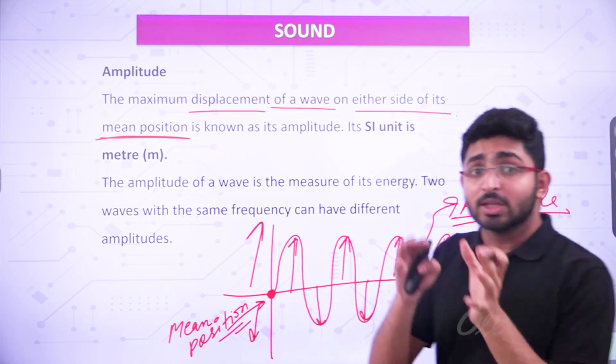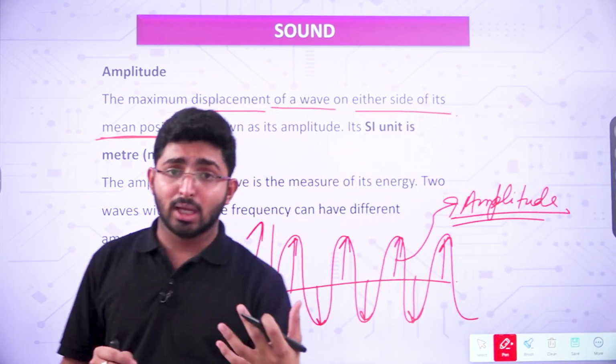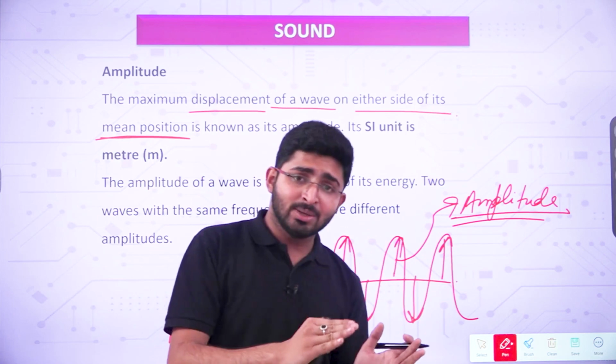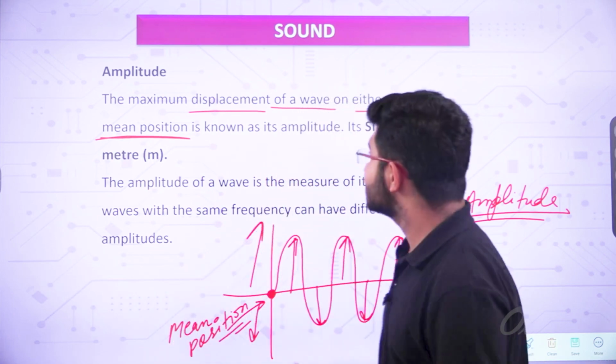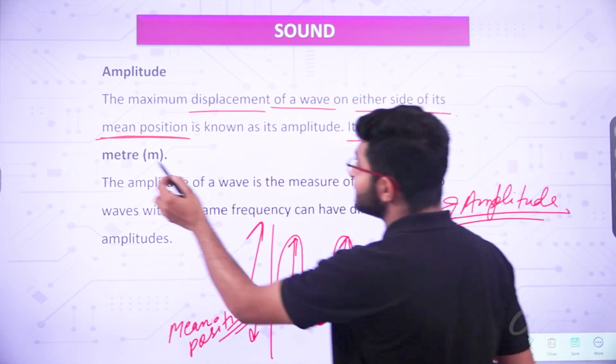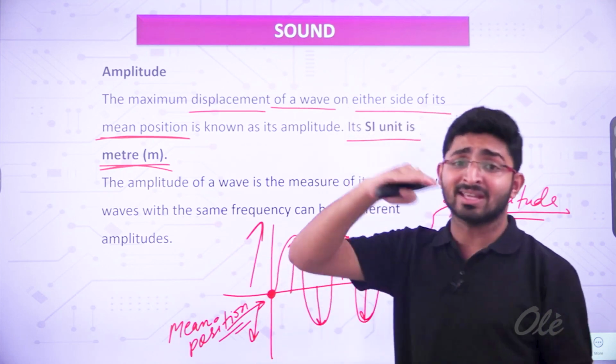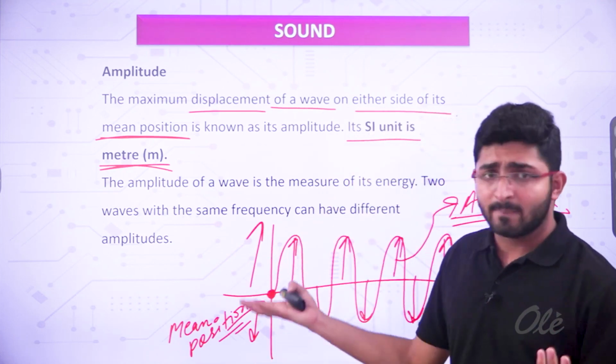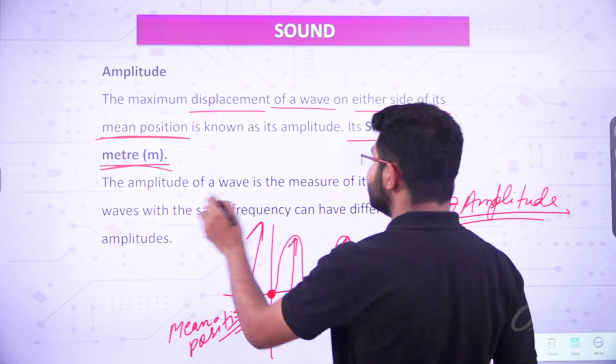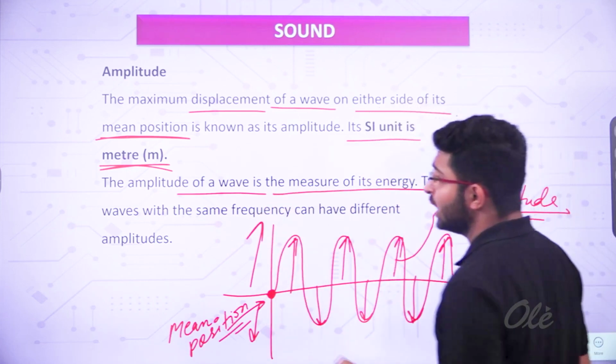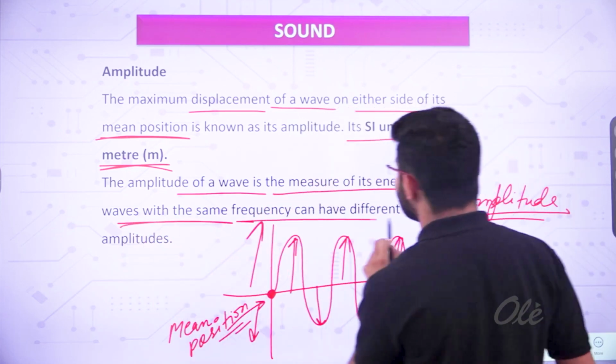The distance covered by the wave on either side of its mean position will be the amplitude of that sound wave. Its SI unit is meter. Obviously, we are saying the distance covered, so the SI unit of distance is meter. The amplitude of a wave is the measure of its energy. Two waves with the same frequency can have different amplitudes.